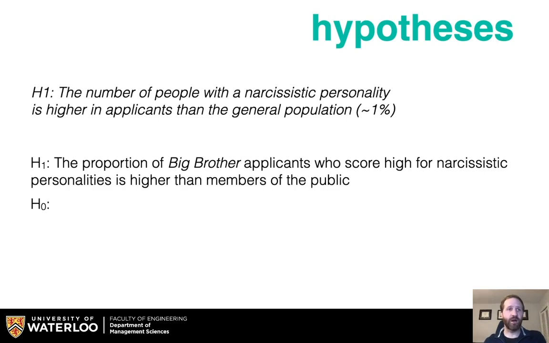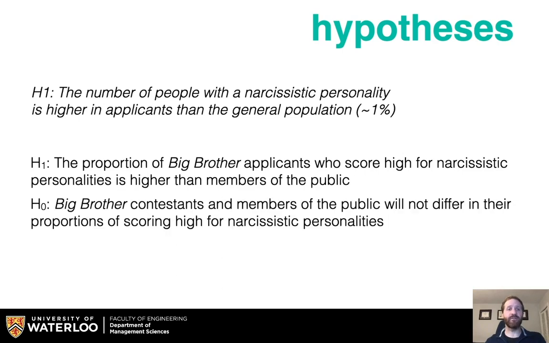We might have H1, or the alternative hypothesis, as the proportion of Big Brother applicants who scored high for narcissistic personalities is higher than members of the public. And we might have a second hypothesis, the null hypothesis, which is Big Brother contestants and members of the public will not differ in the proportions of scoring high for narcissistic personalities.